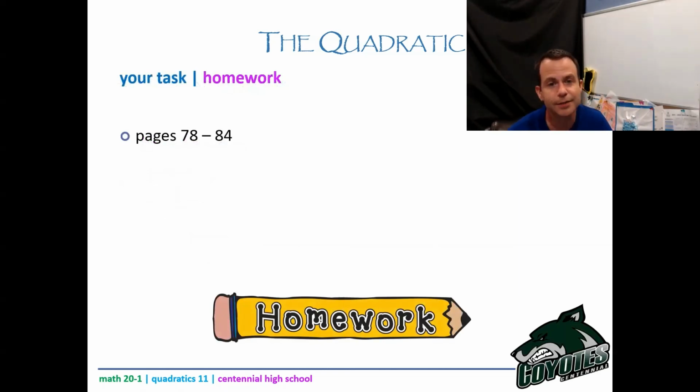Tomorrow in your next lesson, we are going to deal with applications. So it's another day to really focus on different types of word problems that we can have with quadratic equations. And then that will wrap up this unit.